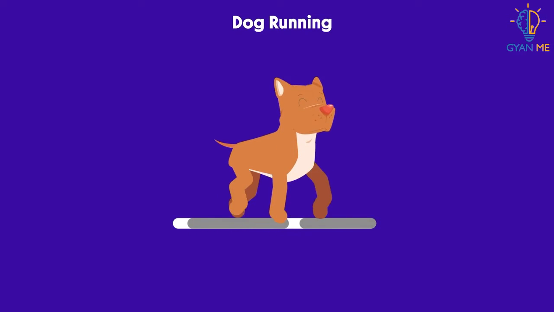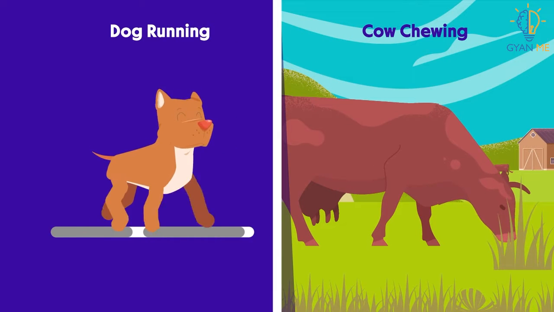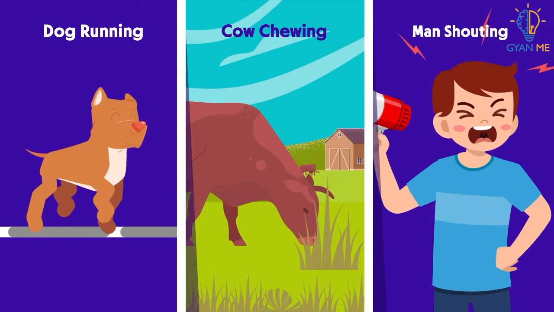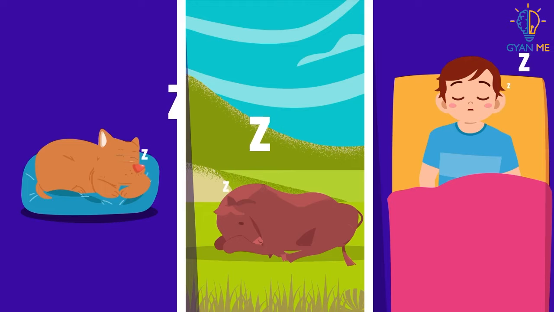If we see a dog running or a cow chewing curd or a man shouting loudly, we know that these are living beings. But what if the dog or the cow or the man falls asleep? We still think that they are alive. But how do we know that? We know that by seeing them breathing, and we know that they are alive.